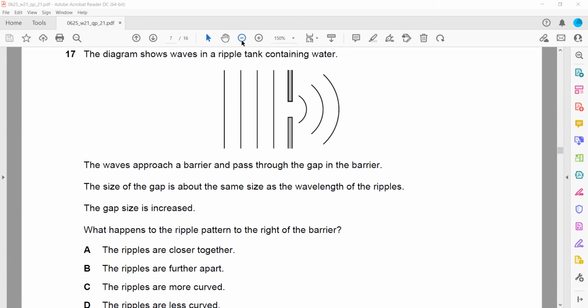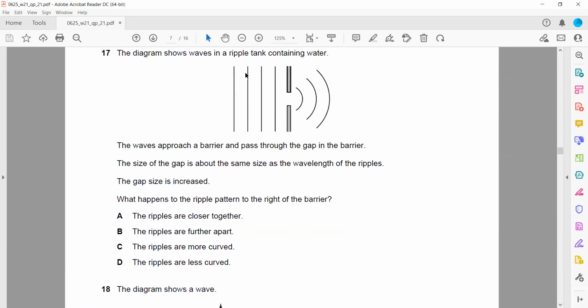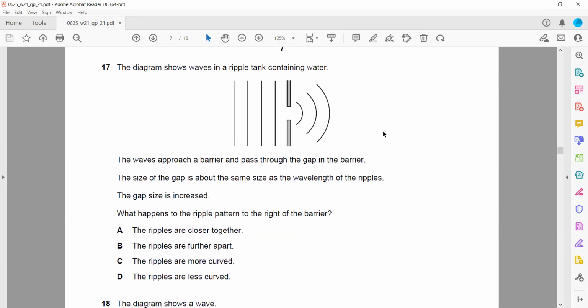Question 17, as you can see, this is a diffraction. The diagram shows a wave in a ripple tank containing water. The wave approaches a barrier and it passes through. The gap size is about the same as the wavelength. Now the gap size increases. If we increase the gap size, what will happen? It reduces the diffraction. If the gap is larger, there is less diffraction. So what pattern will we observe? This is how we represent a small diffraction.